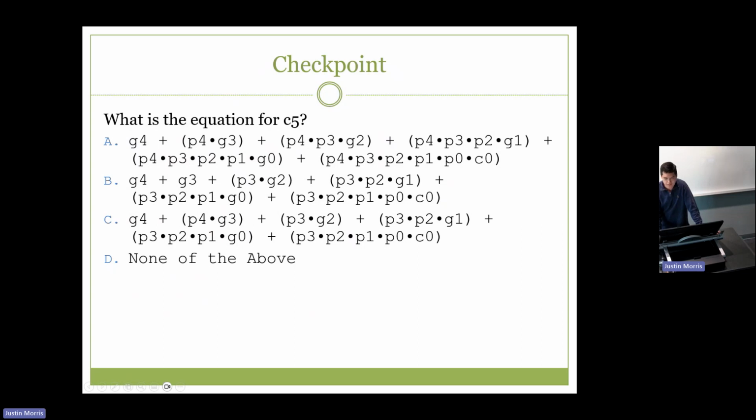And now you can see that we have 1, 2, 3, 4, 5, 6 input AND gates here. So this one is A, the other ones have some minor errors in them. But do we see the point of the carry look ahead adder? We're no longer rippling through.